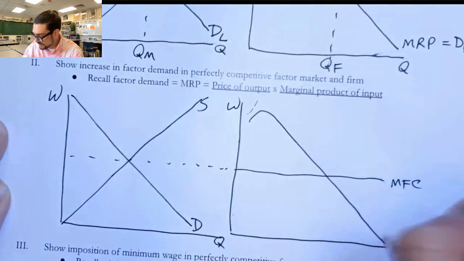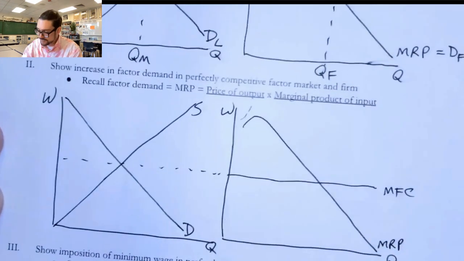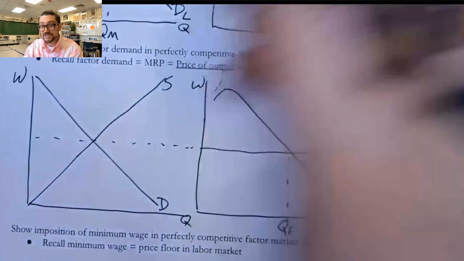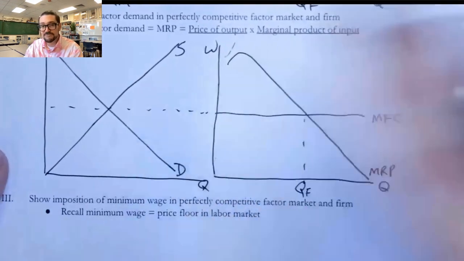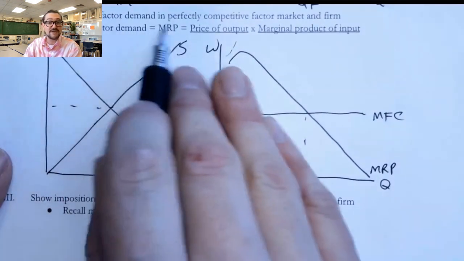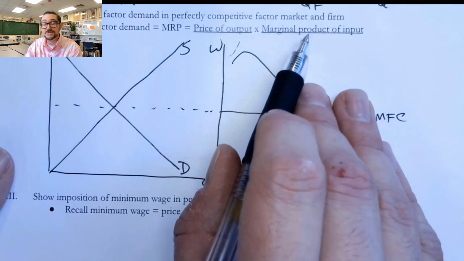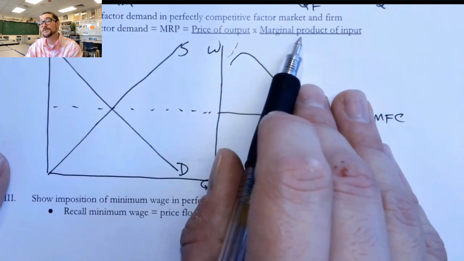That's our MRP, right? And we know that the firm originally is here, QF, and we're going to say there's more demand. So what would cause that? Well, maybe there's a greater price of the output product, or maybe the workers got more productive all of a sudden, or maybe there was a new technological development that caused them to be more productive.